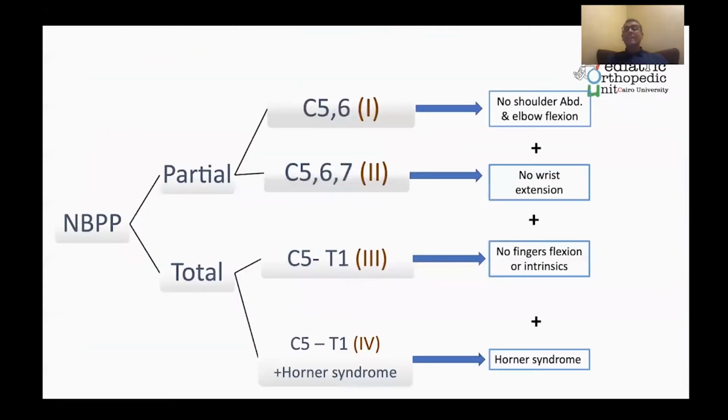So it is a clinical diagnosis. There is no role for EMG early to diagnose brachial plexus palsy. And if it is going to be done, it should be done at least at 3 weeks of age and not before that.